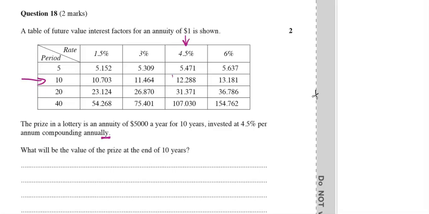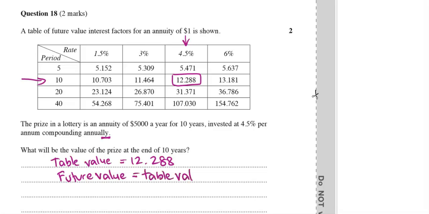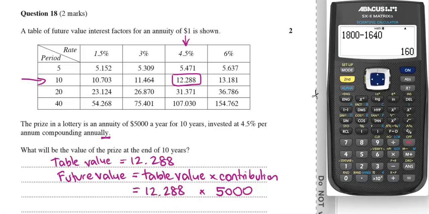First of all, I'm just going to identify that table value. So the table value that I'm going to need to use is 12.288. Now, with these tables, future value equals table value multiplied by the contribution. So the contribution is $5,000, and the table value I just worked out was 12.288. Put those numbers into your calculator.